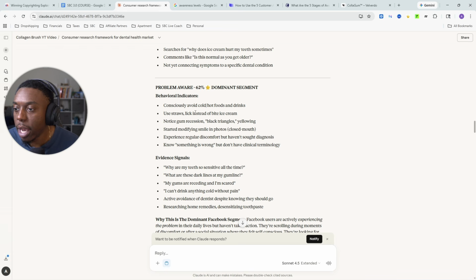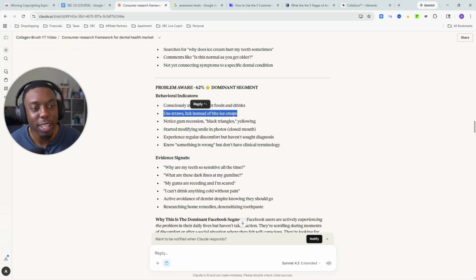All right, so problem aware, amazing. They're consciously avoiding cold and hot foods. They use straws, right? So that's a good note to make. They lick instead of biting ice cream. So these details, and I really love doing research and marketing, these details to the average person that doesn't struggle with this may just seem like nothing. But to the person struggling with this, once you implement this into your copy, this can be the difference between you getting out of the testing phase and being able to scale, versus being stuck, still dealing with high CPM, still dealing with your long form copy not converting because you're not using these small details. And these are the details that get overlooked, and it's hard to quantify them.